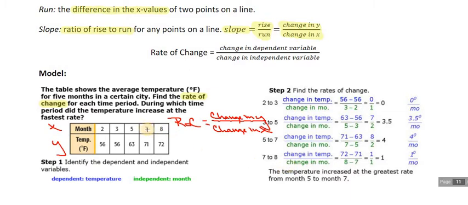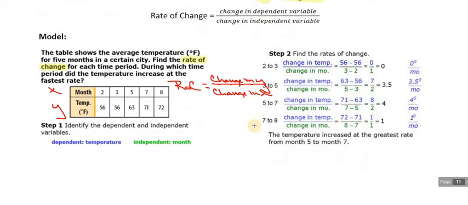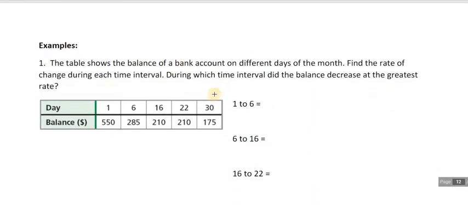And then our last one, from month 7 to month 8. Change in y's, 72 minus 71 is 1, over change in x, 8 minus 7 is 1. So if we're asked to determine which time period had the greatest increase at the fastest rate, we would look at our simplified rates of change, which would be 4, from month 5 to 7. So the key here, rate of change or slope, is change in y over change in x.